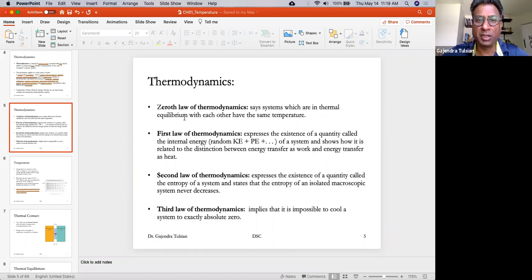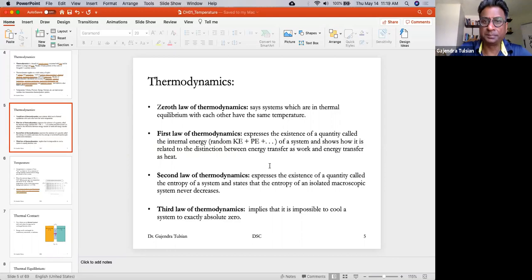If two objects are in thermal equilibrium, then they're at the same temperature. The first law of thermodynamics, which will be the topic of chapter 3, shows how it is related to the distinction between energy transfer as work and energy transfer as heat. The first law distinguishes heat and work, and so expresses the existence of a quantity called the internal energy of a system.